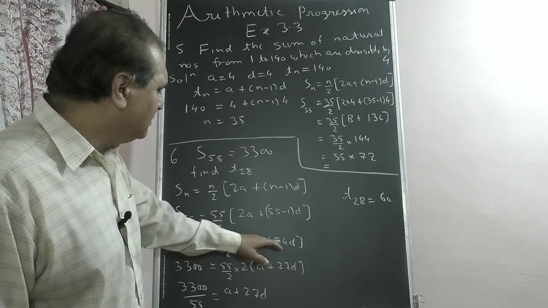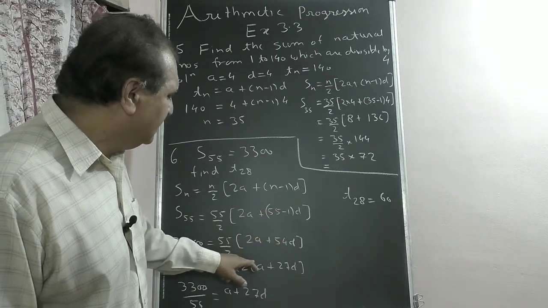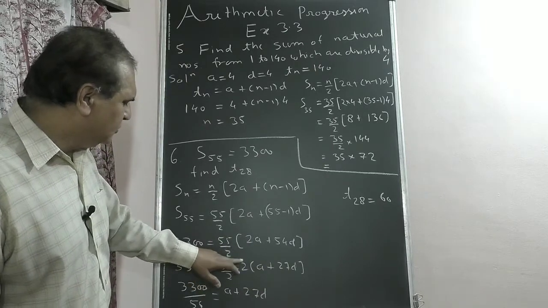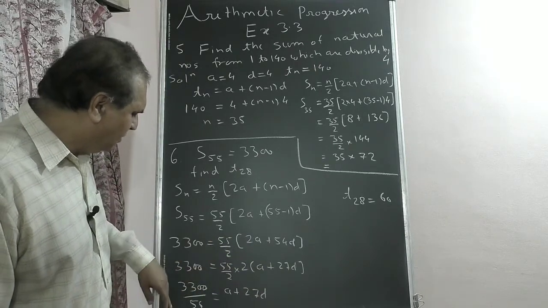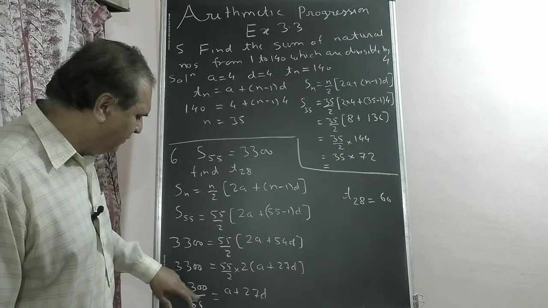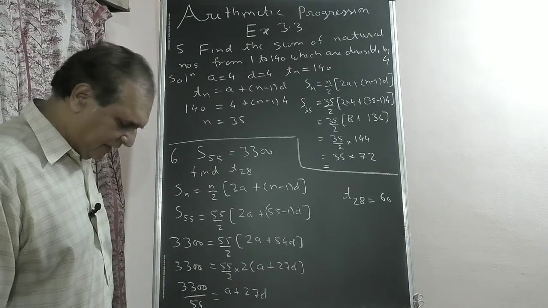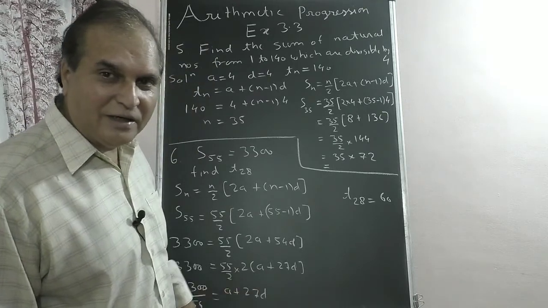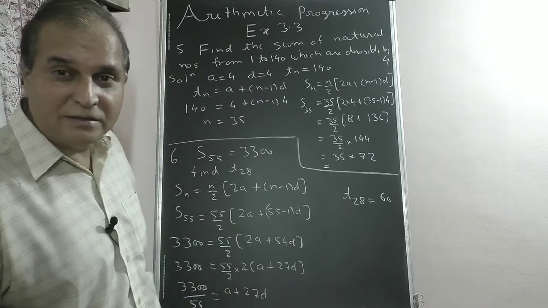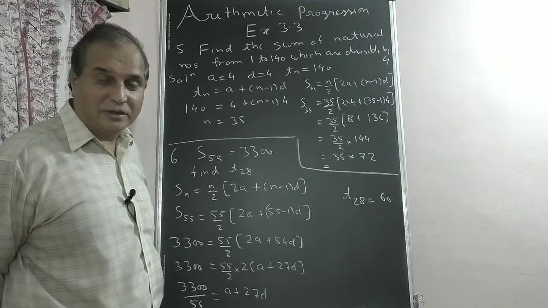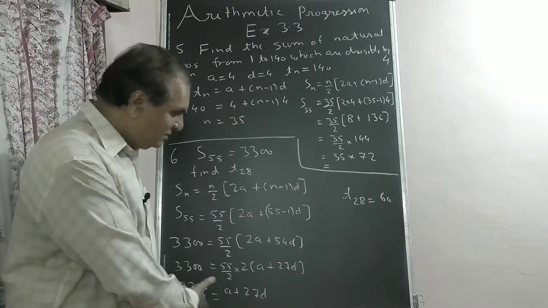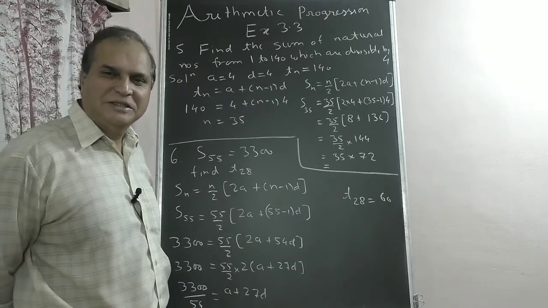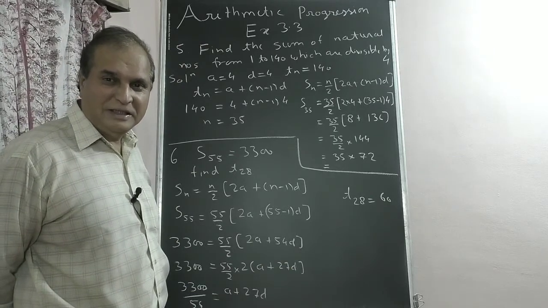Okay. 2a plus 54d, 2 we can take common. A plus 27d. This 2 will cut with this 2. 55 will go down. 3300 upon 55, cut, 60 is the answer. But A plus 27d, if you understand, is nothing but T28. T28 is what? A plus 27d, which is 60, is the answer. Understood? Easy?